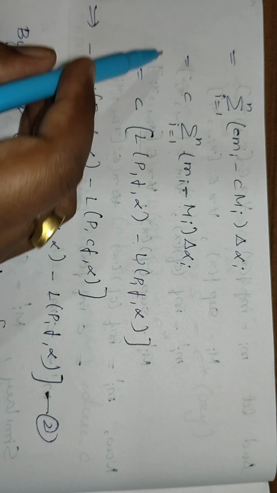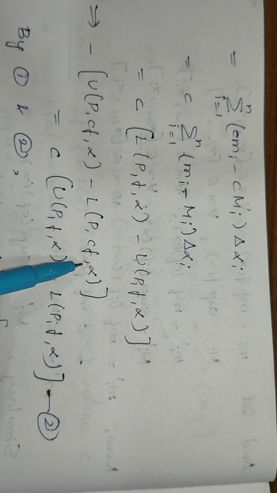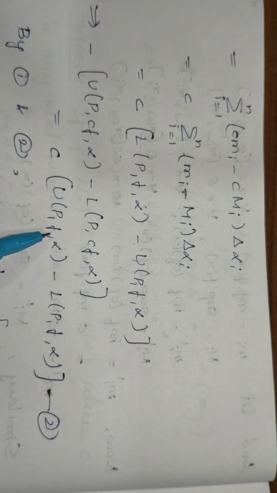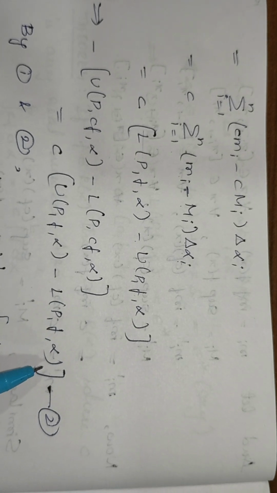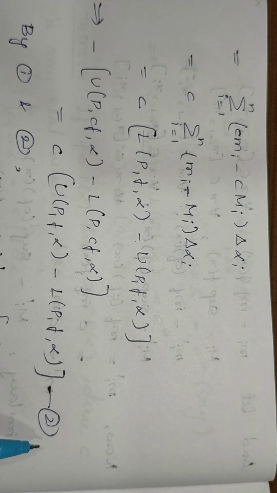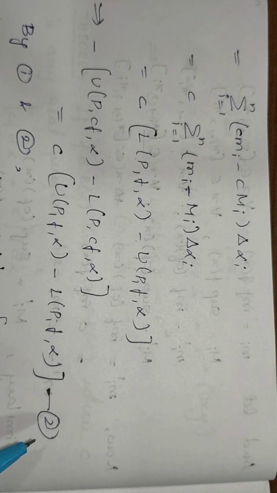Or if I take this minus this side, I have minus of U(P, cf, alpha) minus L(P, cf, alpha) is equal to c into U(P, f, alpha) minus L(P, f, alpha). So name this as 2. So from the previous case we have equation 1, and in this case I have named this equation as 2.